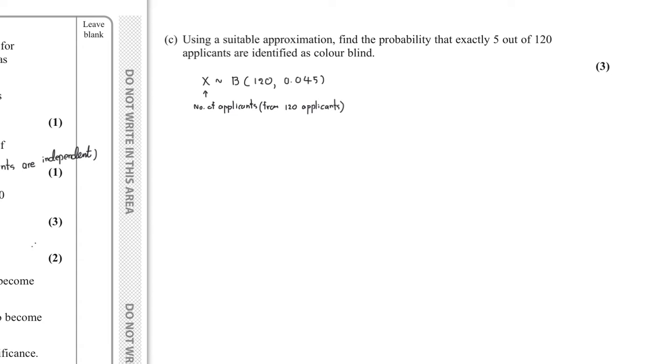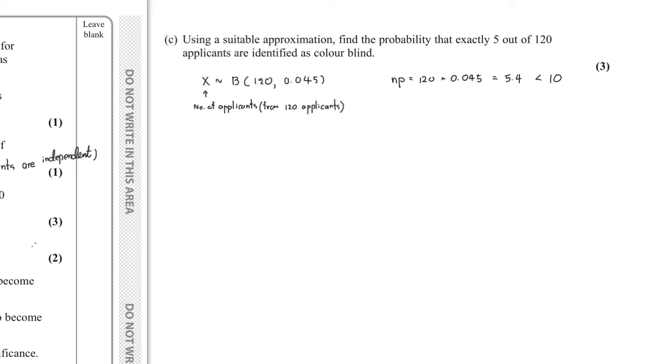Next, we are going to find the suitable approximation. In this case, n is large, which is 120, and the probability is pretty small, which is 0.045. Or you can check np. np in this case is 120 times 0.045, which is 5.4. So it is less than 10. If np is less than 10, n is large and p is small, we can use Poisson approximation.